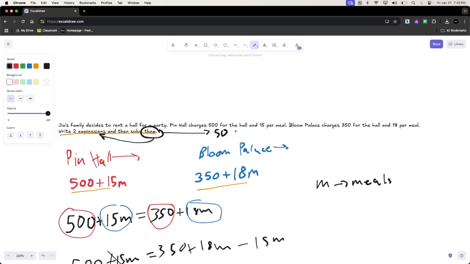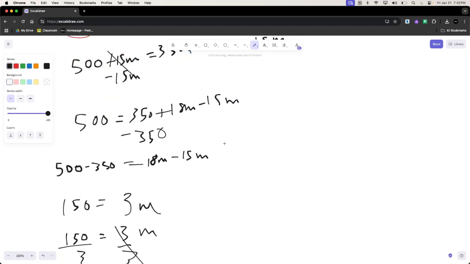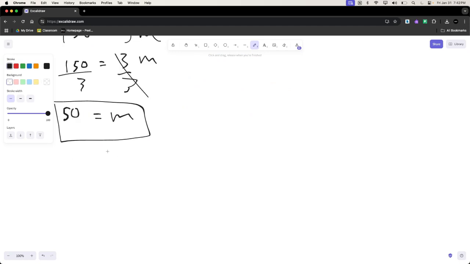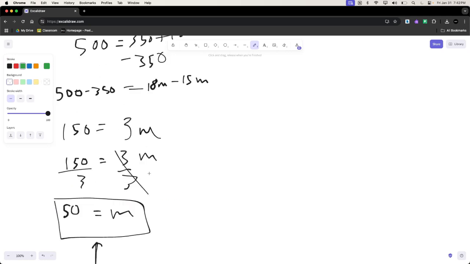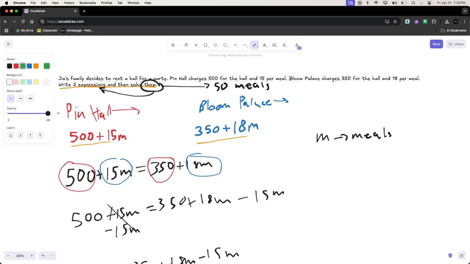Now, when I say 50 meals, what do I mean? What does this number represent? Well, this number represents the amount of meals that it would require for the price, I'm just going to draw money, for the price to be the same between Bloom Palace and Pin Hall.